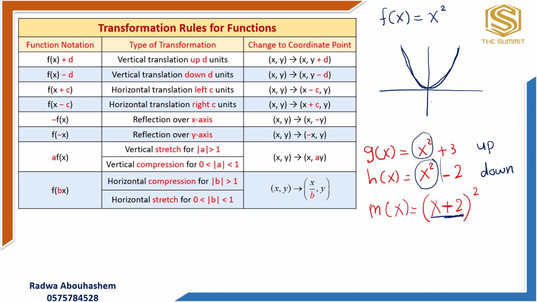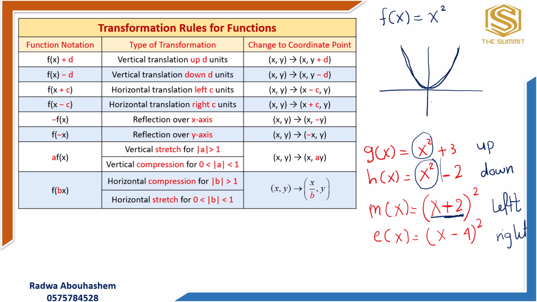Okay? Again here. So this is for the left. What if I'm asking you to do a horizontal translation to the right 4 units? This means right is negative. So it would be x minus 4, all to power 2. This is for the right.